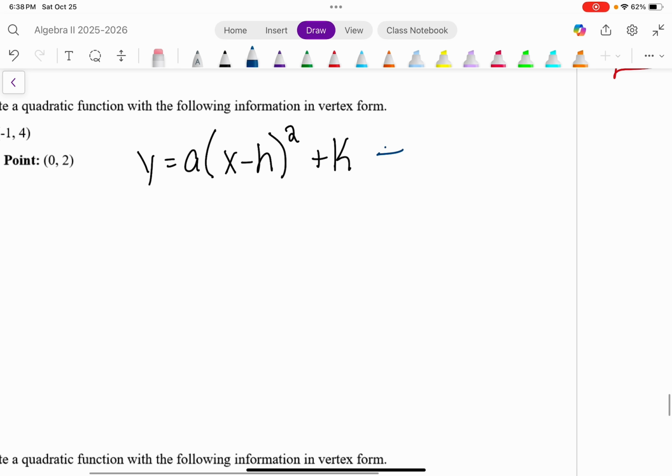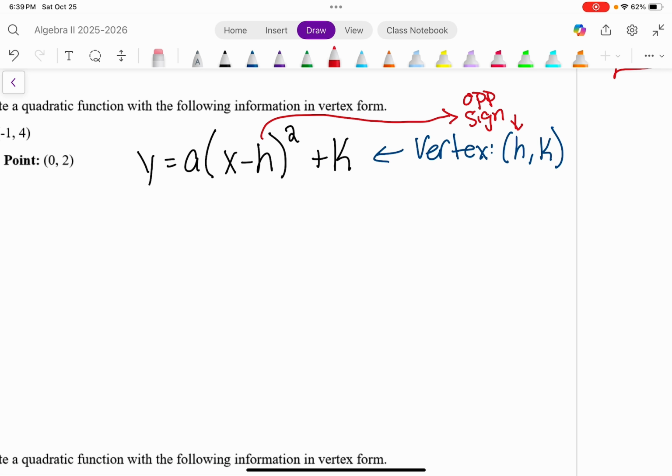So this is called vertex form because your vertex is found by the h and the k value. Because it's minus h in the equation, h is the opposite sign in the equation. So whenever you take h out of the equation or you put h back into the equation, it's the opposite sign. And then k just stays the same. So k is the same sign. So if it's plus a number at the end, it's positive k. If it's minus a number at the end, it's a minus k or negative k.